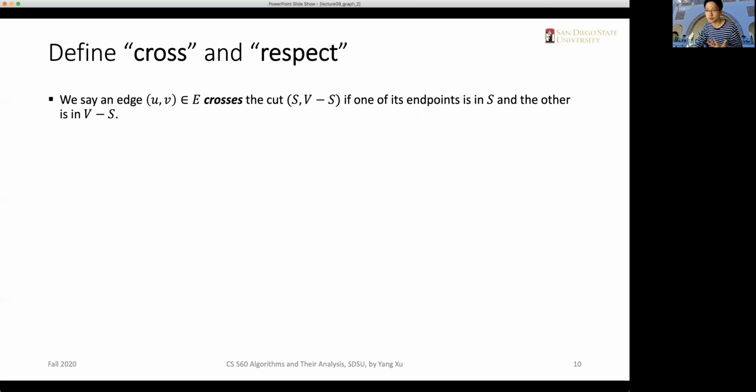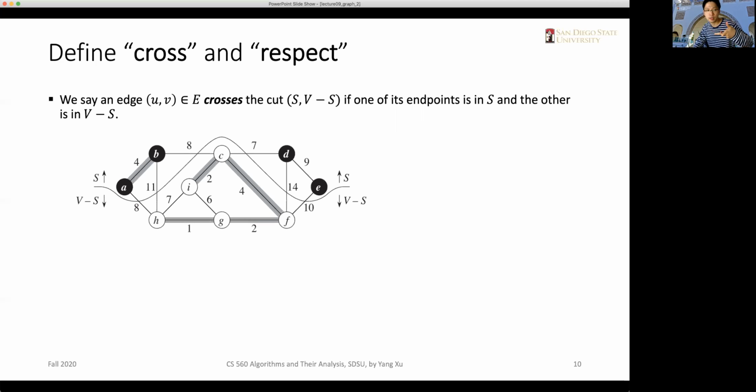This is straightforward, right? Given a cut, you can think of the cut as a boundary. If the edge crosses the boundary, one end is connected to a black vertex and the other end connects to a white vertex, then this is called crossing.